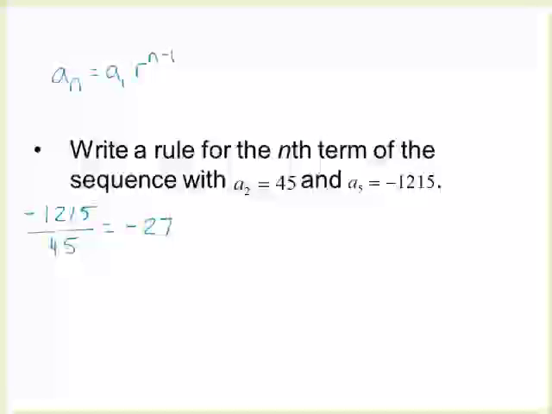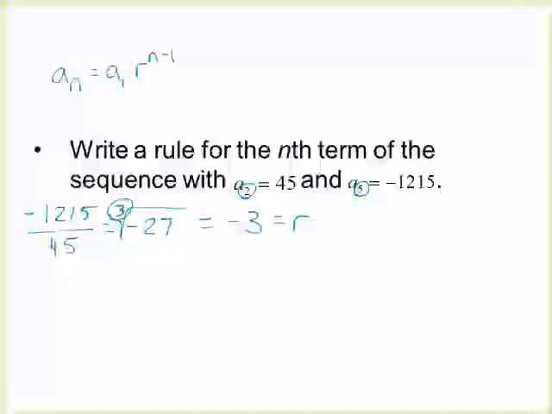3. So what we are going to do is take the type of root as how far apart the terms are. Since we have the second term and the fifth term, they are 3 away from each other in line. So we're going to take the third root. If they were 6 away from each other in line, we would take the 6th root. However far apart, we're going to take that type of root. So the third root of negative 27 is negative 3. That is our ratio.